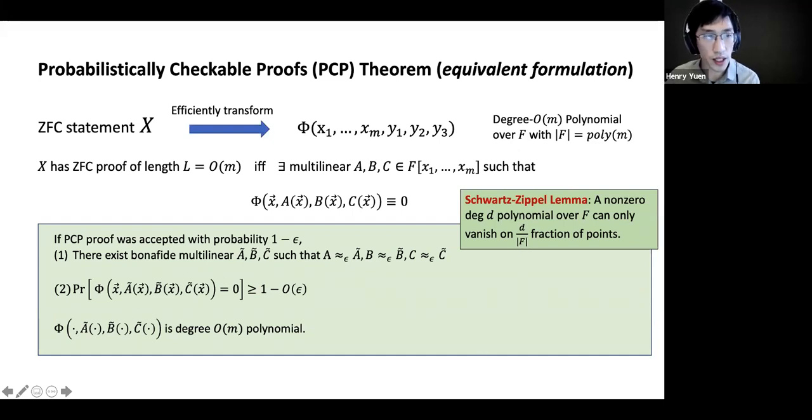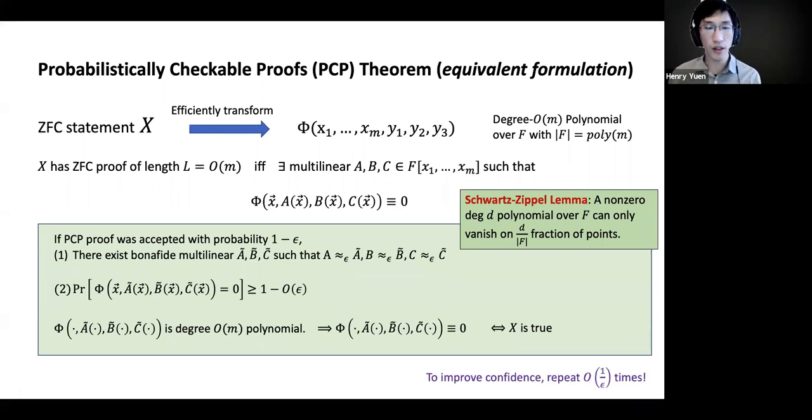On the other hand, we know that this polynomial vanishes on a large fraction of points. So therefore, this polynomial must actually be the identically zero polynomial. And by construction, this means that X must be true. It has some proof of length L. So this is how you can probabilistically check whether a proof is true or not.